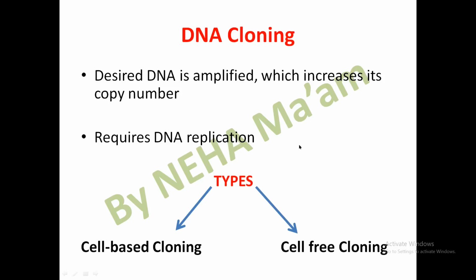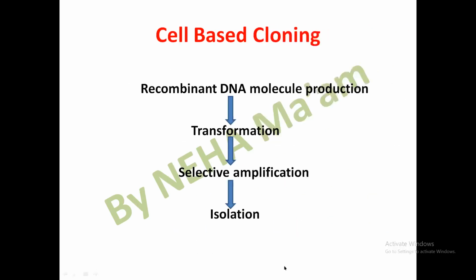So DNA cloning basically consists of two types. One is cell-based cloning and another one is cell-free cloning. So let us first consider what is cell-based cloning. Cell-based cloning requires recombinant DNA molecule production, which basically consists of desirable DNA sequence along with another sequence that is known as plasmid or the vector.